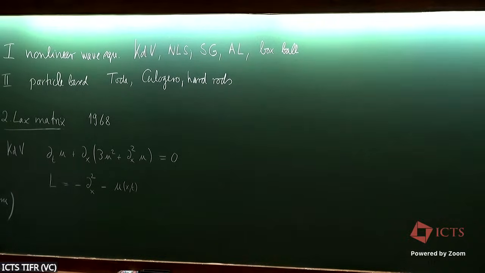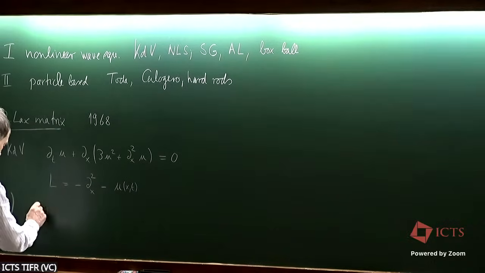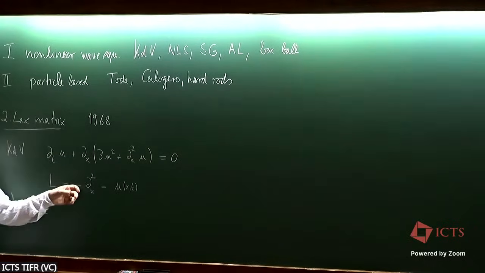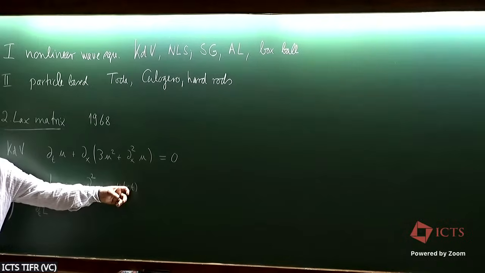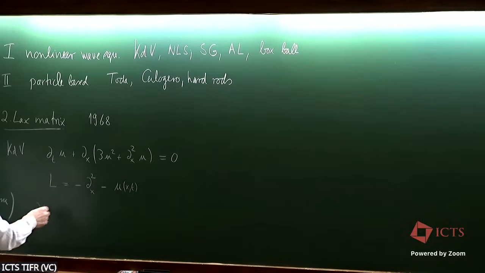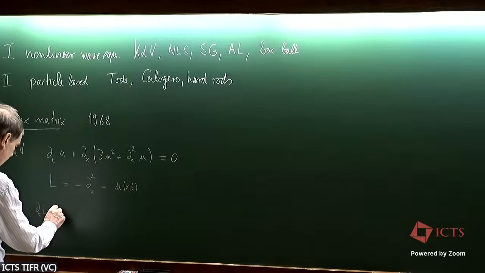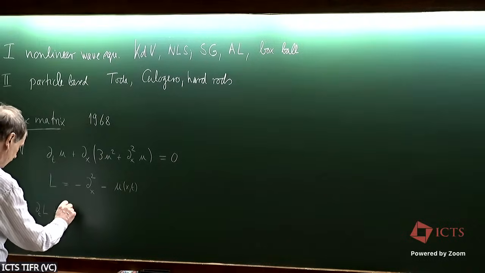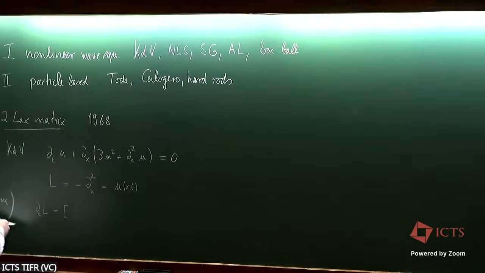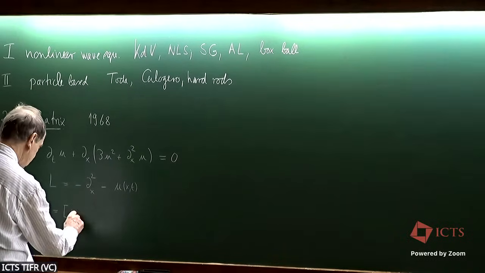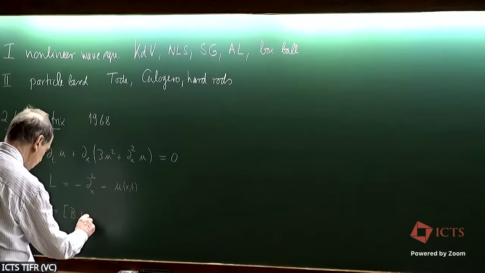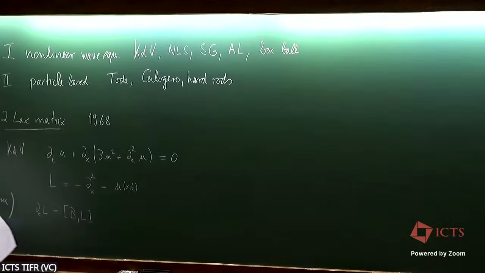Okay, so what? Of course I can write this down, but the point is that this matrix has a very important property. You should think of this as an operator depending on t. I can take the derivative, and then you find that you can write this derivative in terms of another operator like this. This is called the Lax pair.